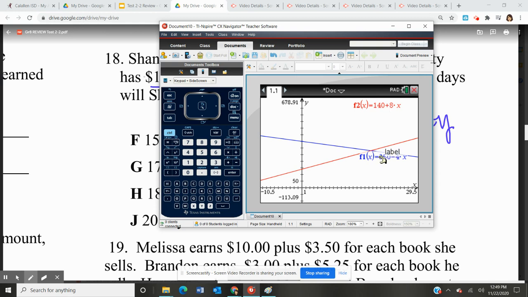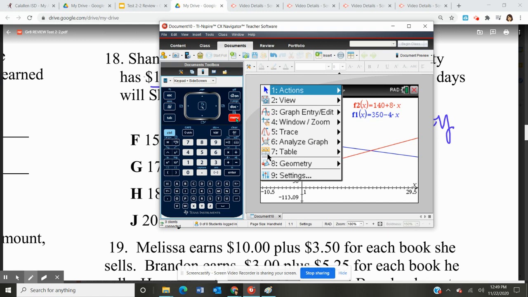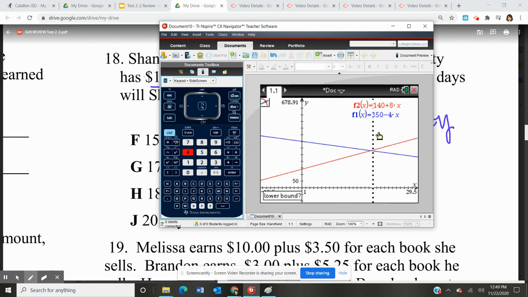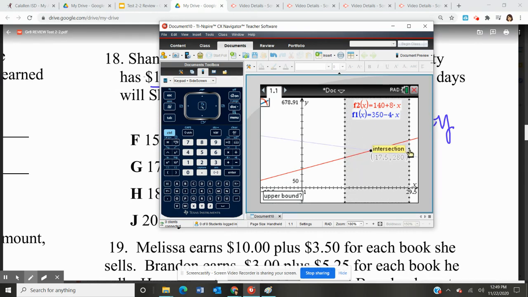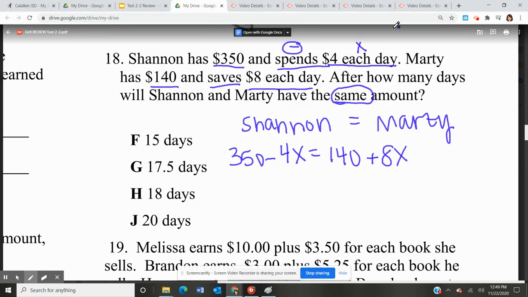Now I want to find that point. So I'm going to go ahead and press menu, 6, 4. And here we have this dotted line pop up. I want to press to the left of my point of intersection and scroll over to the right. And here we get this point of 17.5, comma 280. So here we have 17.5, comma 280 as our point of intersection.